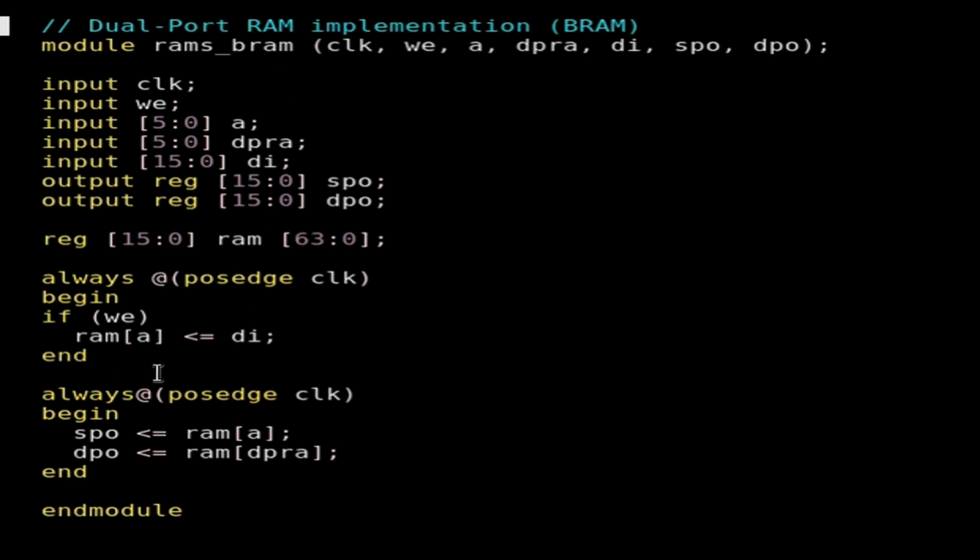Now instead of an assign statement, in the read case, I am using always at the posedge of the clock. Begin: SPO, that is the data output on the first port, equals RAM[A], and DPO equals RAM[DPRA]. That means whatever is available at DPRA will be available on DPO, but I am using the posedge of the clock. For this particular RTL code, Vivado is going to implement it with the help of BRAMs.